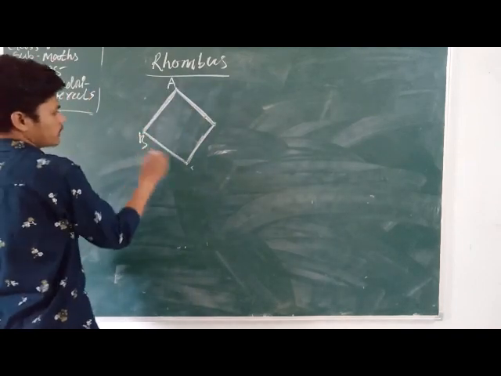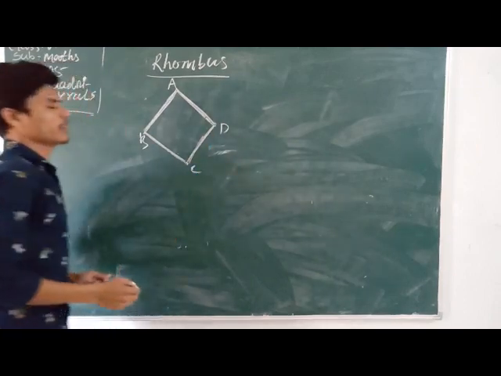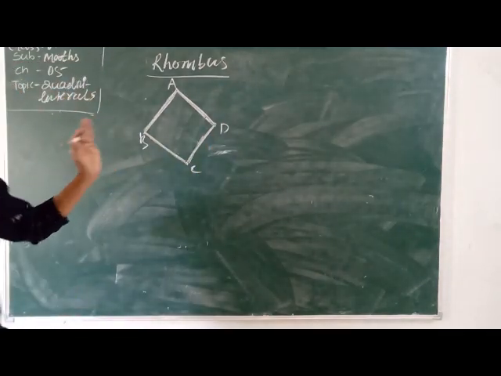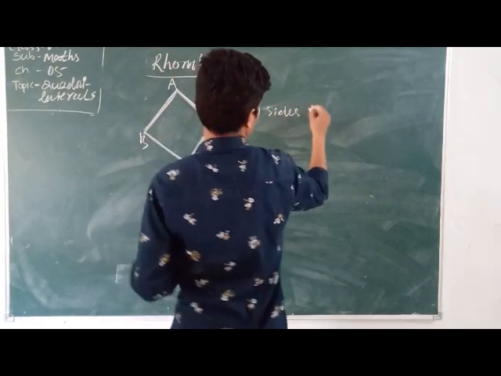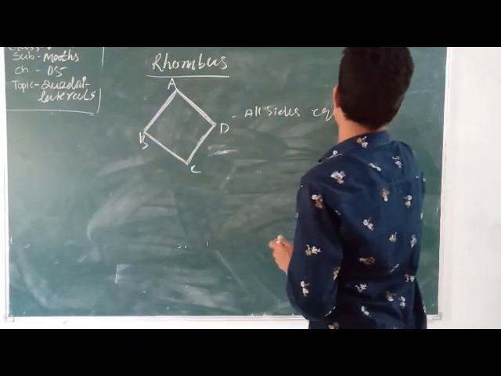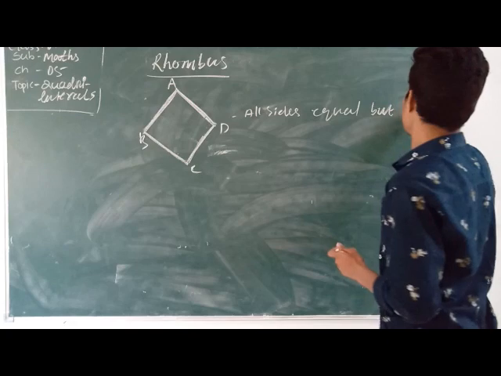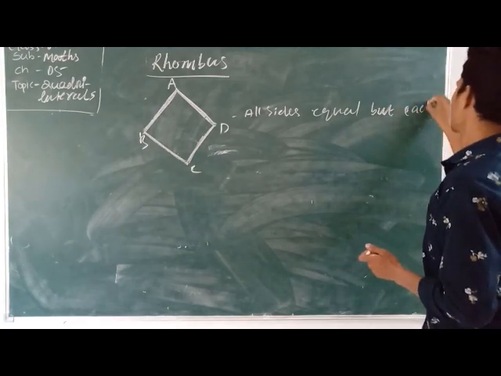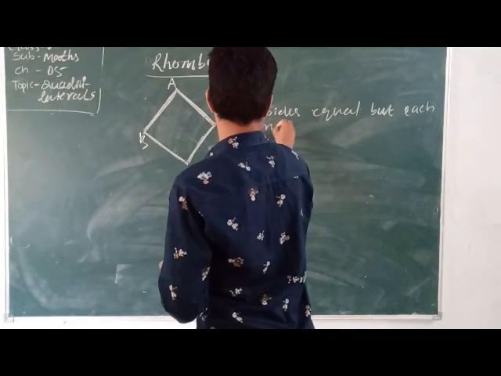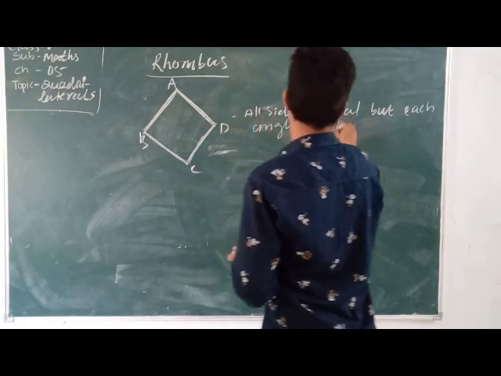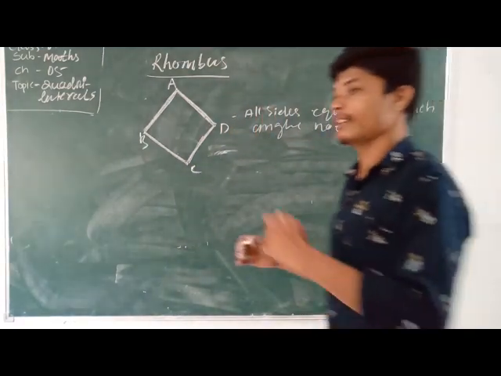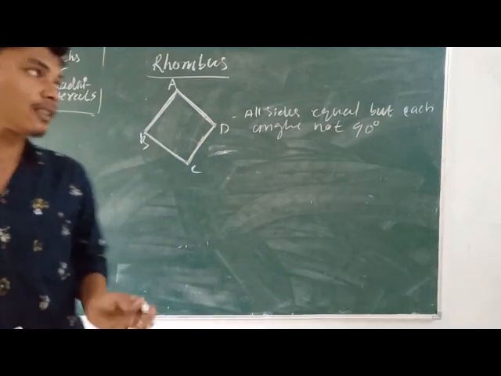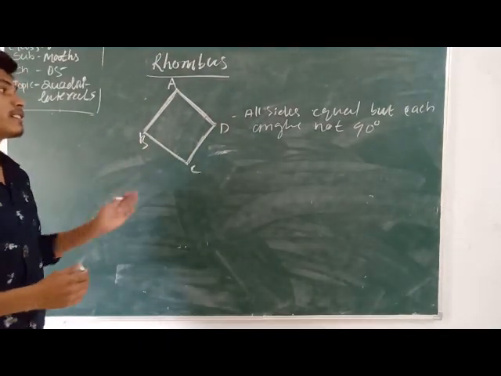A, B, C, D. See here. All sides are equal, but each angle is not 90 degrees. That means what? In a square, all sides are equal and each angle is 90 degrees. But in a rhombus, all sides are equal, but each angle is not 90 degrees.